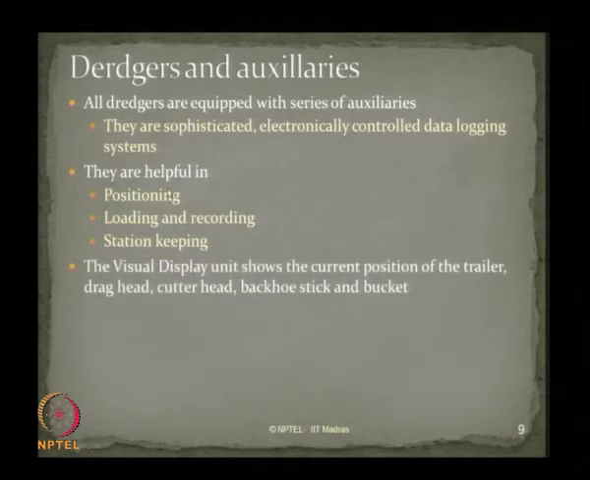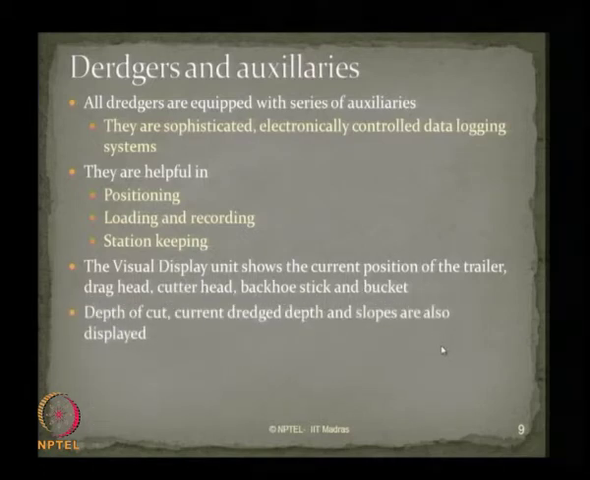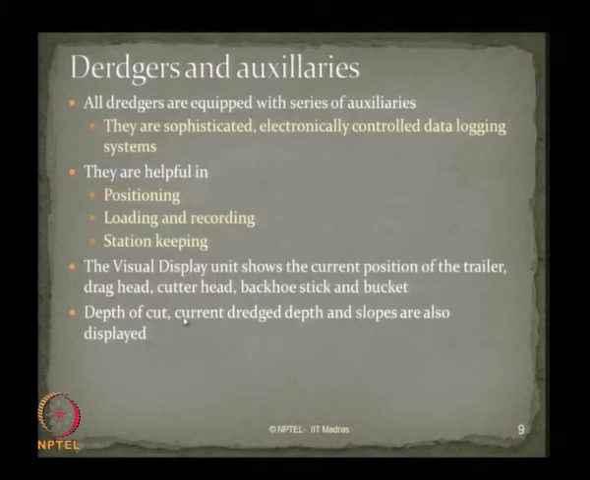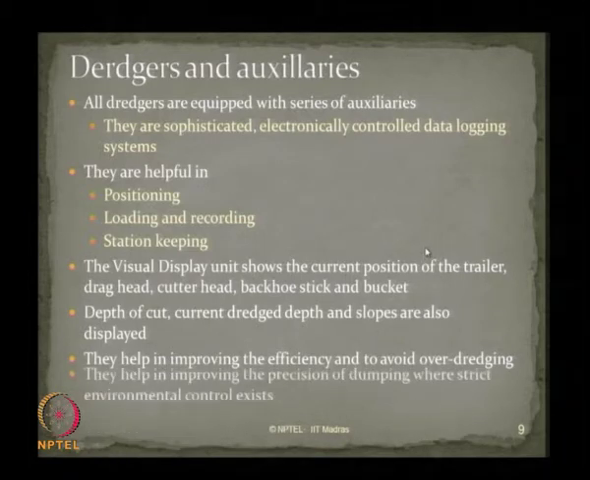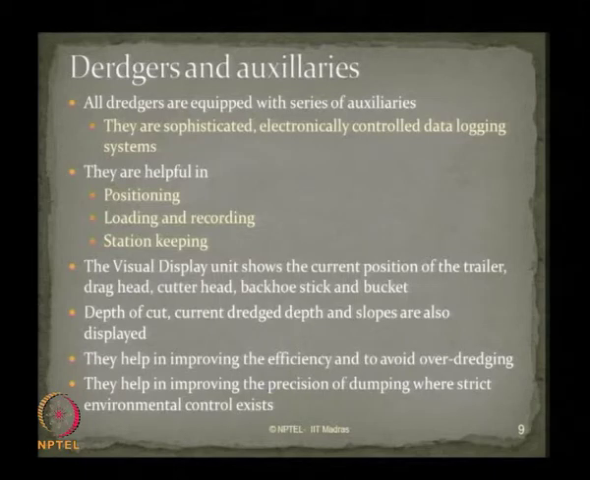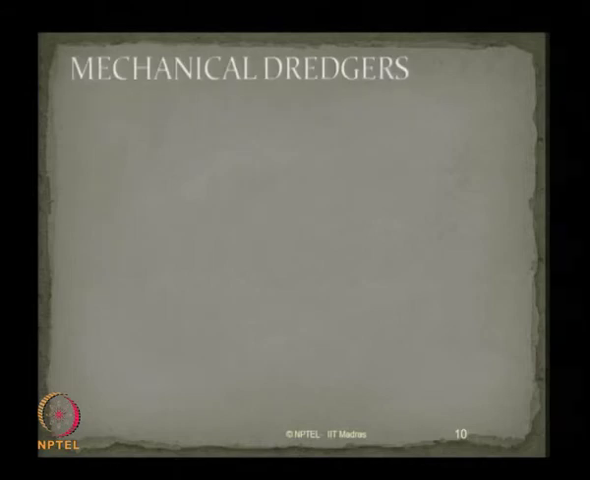Generally, the visual display unit shows the current position of the trailer, the drag head, the cutter head, the backhoe stick and the bucket when they are in operation. The depth of cutting, current dredger depth and the slopes can also be displayed on the VDU as the dredging operation continues. They help in improving the efficiency and avoiding over dredging. They also help in improving the precision of dumping where strict environmental controls exist.